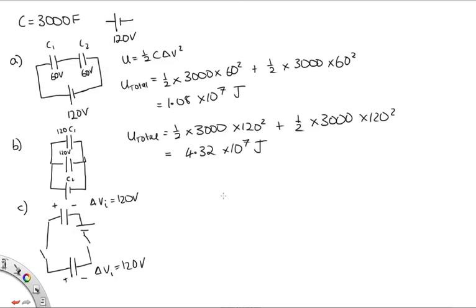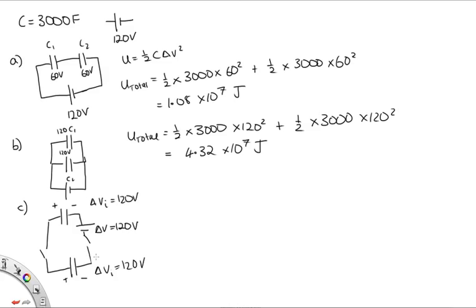Now the question says, draw a schematic diagram showing how the capacitors are connected to the battery and the voltages on all the components just prior to the final connection being made. Okay, and the voltage difference across the battery is 120 volts. So there, we've done that part.